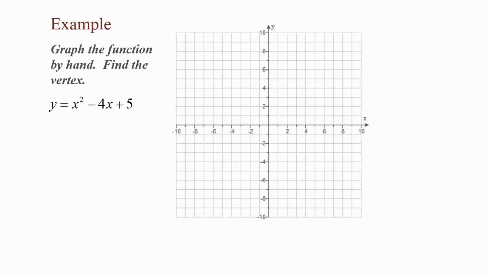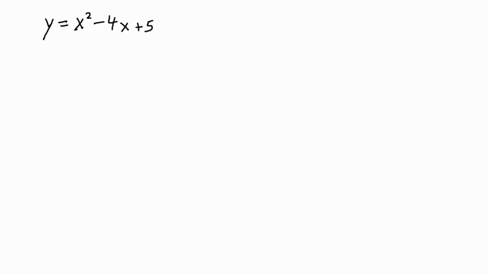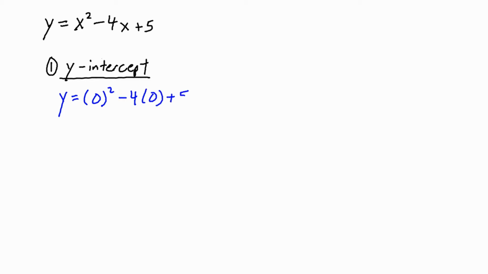In this example, graph the function by hand. Find the vertex. y equals x squared minus 4x plus 5. For our first step, we want to find our y-intercept. For our y-intercept, x will equal 0. Substituting, I get y equals 0 squared minus 4 times 0 plus 5, which leaves me with y equals 5. My first ordered pair for my parabola is going to be (0, 5).